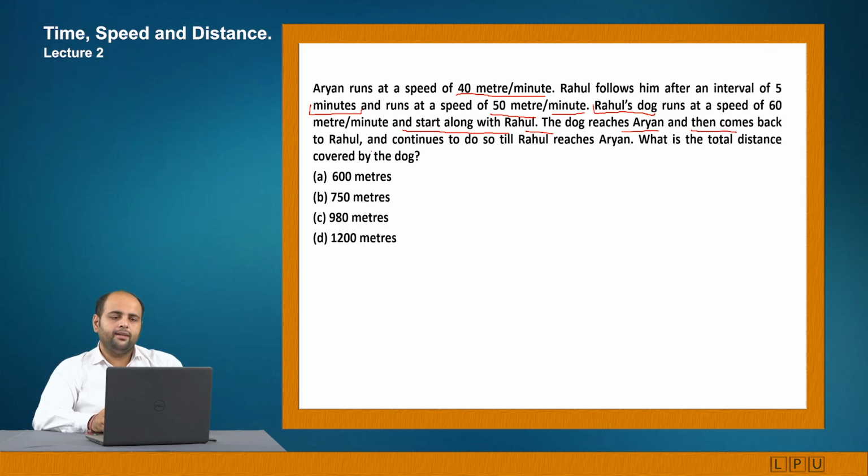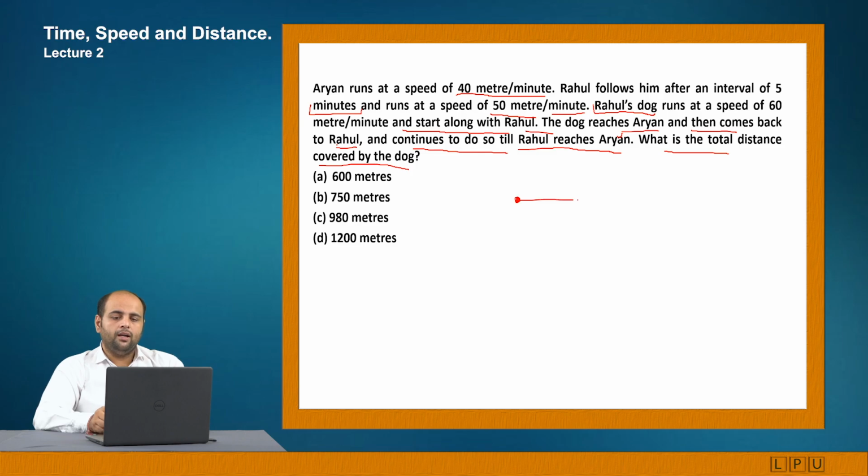The dog meets Aryan and then comes back to Rahul, and when he meets Rahul, he again goes forward and continues to do so till Rahul reaches Aryan. So now in the question it will be asked, what is the total distance covered by the dog? Okay, so first make a diagram.